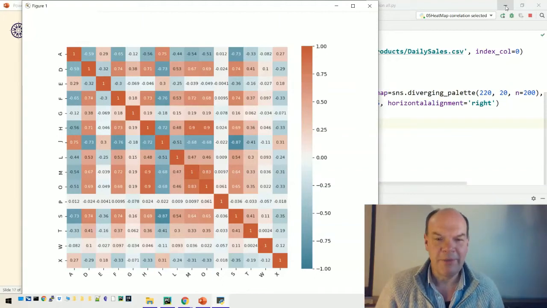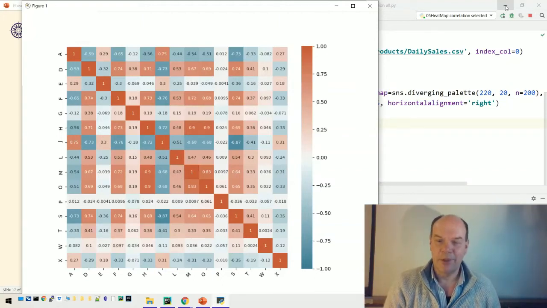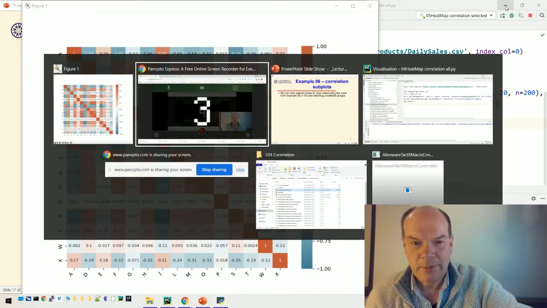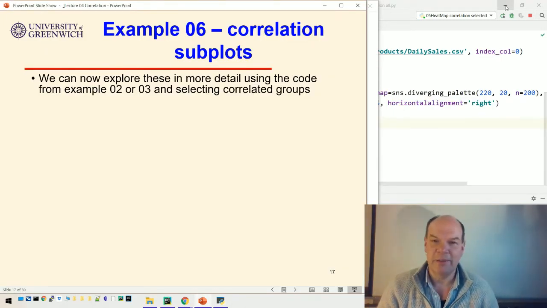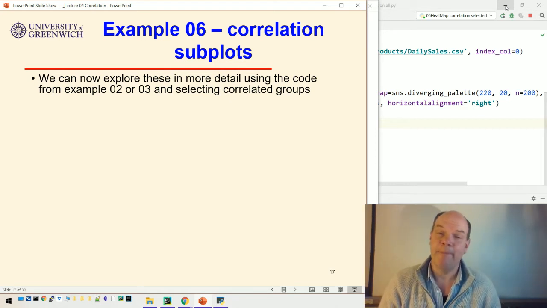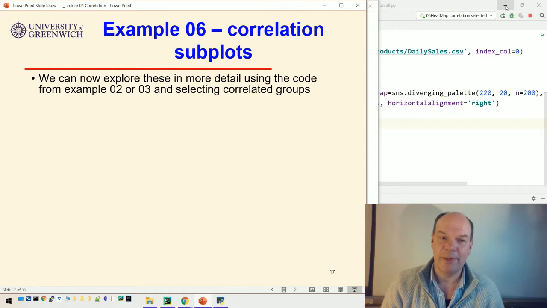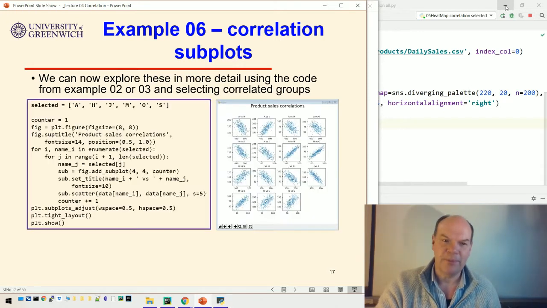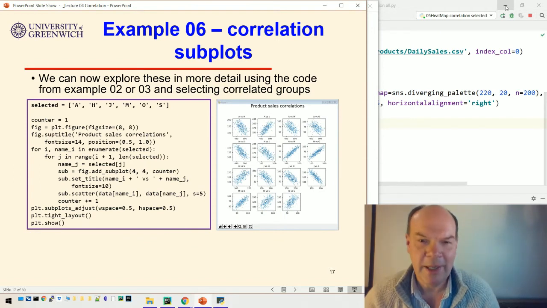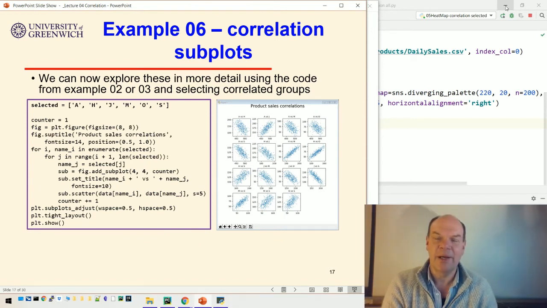Okay, so we've identified some strong positive and negative correlations. What we can do next is explore these in a bit more detail using the scatter plots and even line plots. So the early examples from example 2 and 3, and then selecting the groups of correlated variables. So for example, I'm just picking all of them here. So that's H, M, and O, remember, were strongly positive correlations. A, J, and S had some negative correlations.